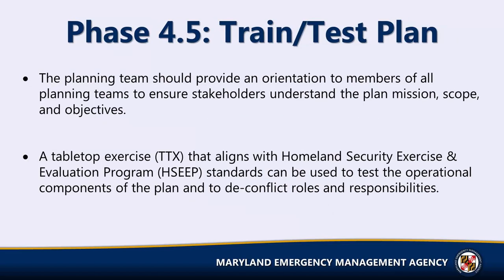At a minimum, the planning team should orient actors and stakeholders to the plan mission, scope, and objectives. This orientation is for members of all of the planning teams. A tabletop exercise that aligns with Homeland Security Exercise and Evaluation Program, known as HSEEP, standards is the next logical step for the parties of the plan to participate in. The planning team can work with the Training and Exercise branch of the lead organization or Office of Emergency Management to develop the tabletop to test the plan. The goal of the tabletop exercise is to test the operational components of the plan and to deconflict roles and responsibilities.